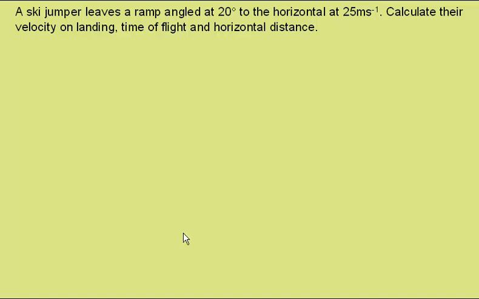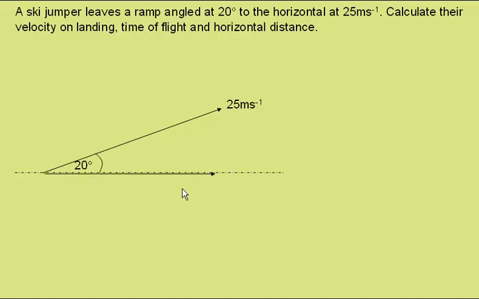I'm going to start by drawing in the velocity and adding a line here so I can show that it is at 20 degrees to the horizontal. To find the horizontal component of velocity, I need to resolve across the angle, and so this will be 25 cos 20 degrees, or 23.5 meters per second. The vertical component is resolving away from the angle, and so is 25 sin 20, or 8.6 meters per second.